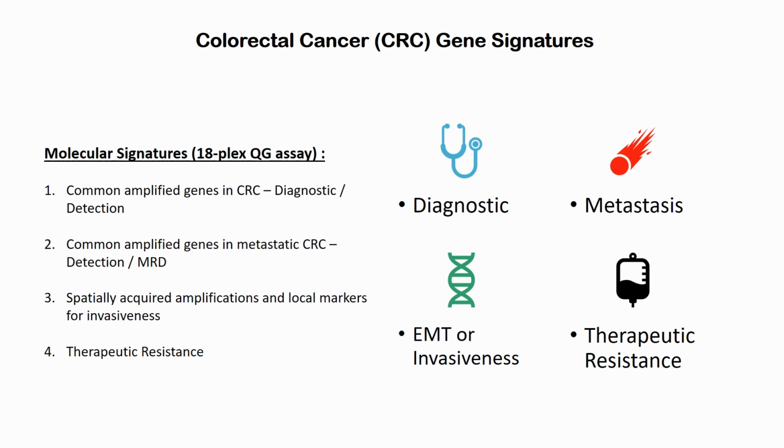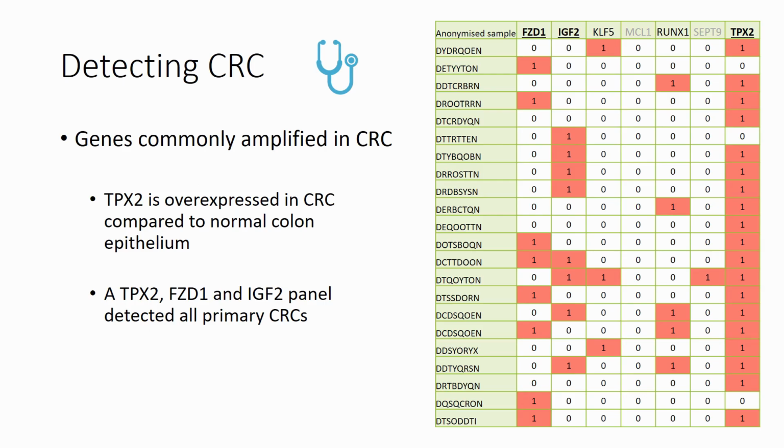What we did is, again, we wanted to go for multiplexing, so not really studying one, but doing a simultaneous analysis of various gene signatures, and during the experiment we used even 40 plexes. We looked at these commonly amplified genes in CRC within an 18 multiplex assay. We looked at those that are involved in metastasis and invasiveness, and also therapeutic resistance.